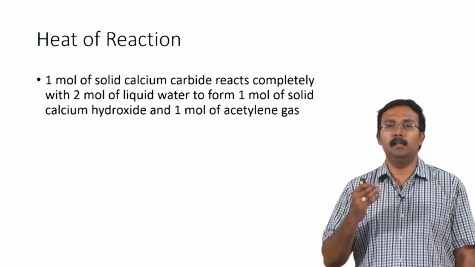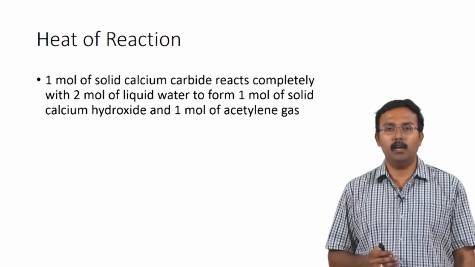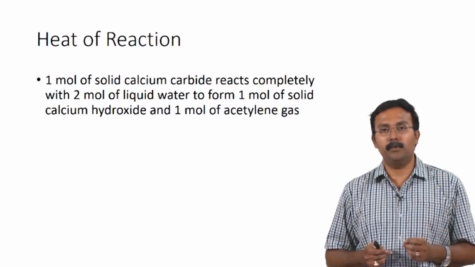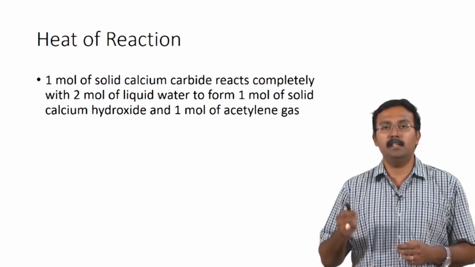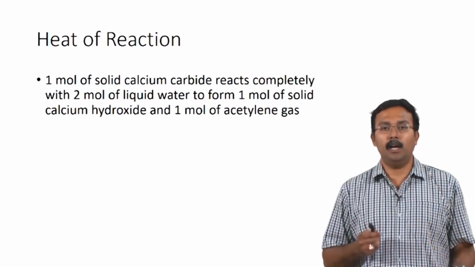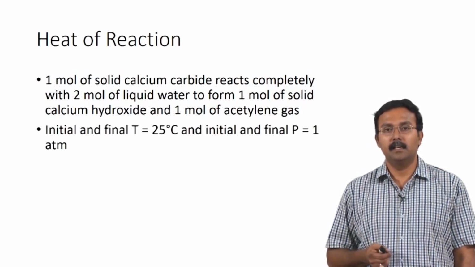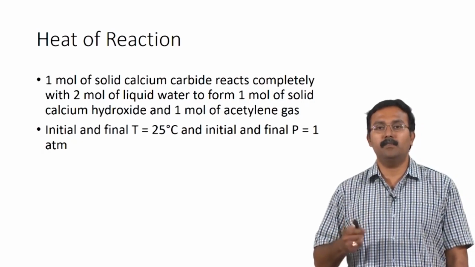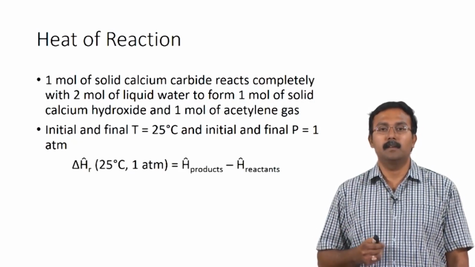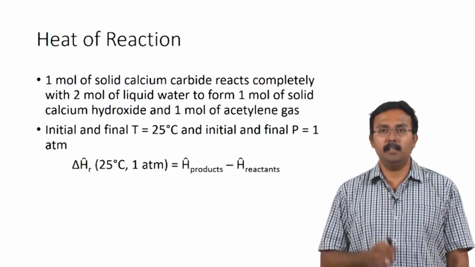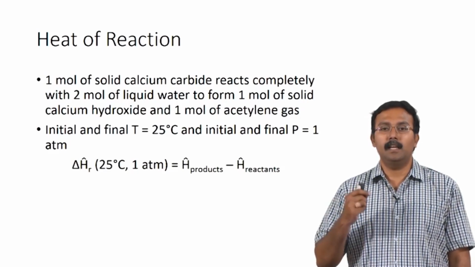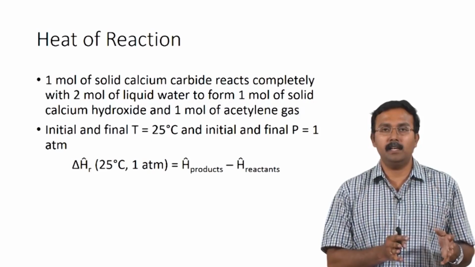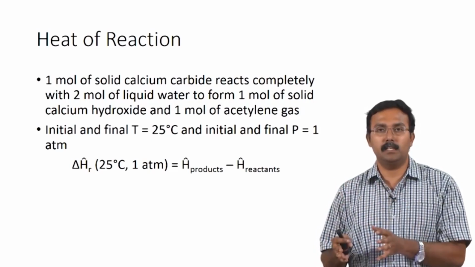So, this is basically 1 mole of calcium carbide solid reacting completely with 2 moles of water, which is in liquid form, to form 1 mole of solid calcium hydroxide and 1 mole of acetylene gas. So, initial and final temperature has to be 25 degrees Celsius and initial and final pressure has to be 1 atmosphere. Then the heat of reaction is the enthalpy of products minus enthalpy of the reactants, which is basically the enthalpy of the final condition minus the enthalpy of the initial condition.